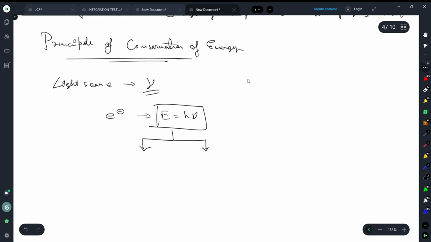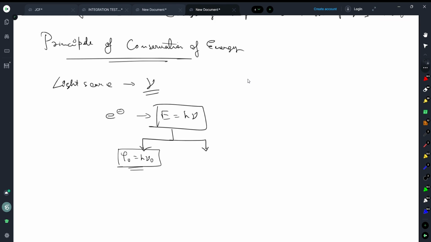Carefully see. One part of the energy the electron is using to get ejected out from the metal plate, which is equal to the work function h nu naught, and the rest of the energy, other than this h nu naught, the electron is using to move from the emitter plate to the collector plate, and the energy required to move is basically its kinetic energy. So the other part is its kinetic energy.